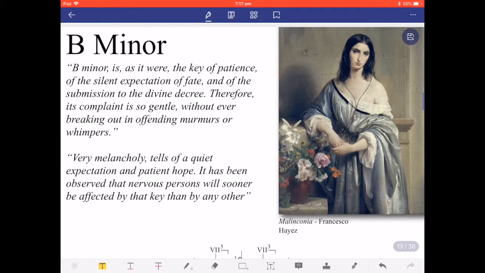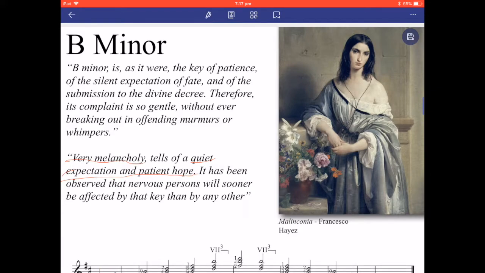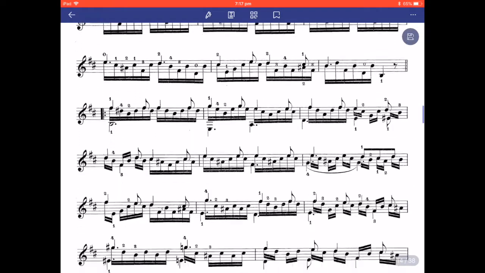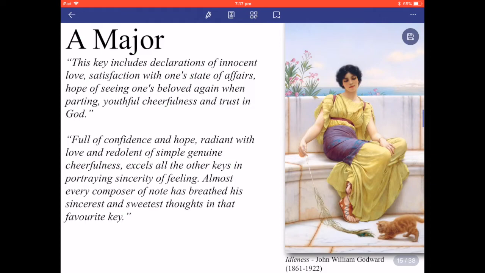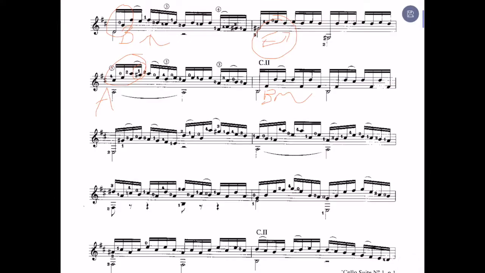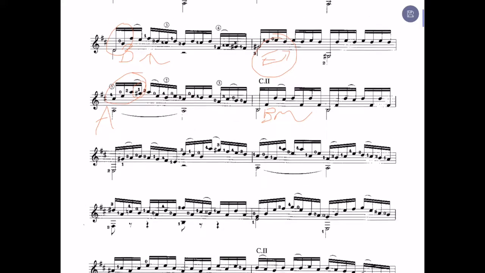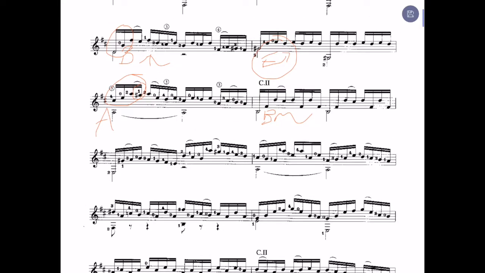So B minor now, very melancholy, quiet expectation and patient hope. Completely different. They share the same key signature, but very, very different feelings behind them. And then A major, I like this, full of confidence and hope. Alright, so we talked about this. B minor, E7 is sort of the gateway towards A major, and then A major is confidence and hope, and then we go back to B minor.